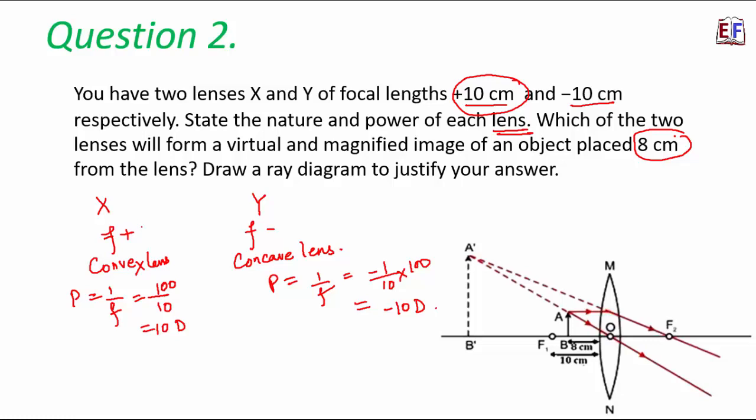Now we know that for a convex lens, if the object is placed beyond the focal length, then the image formed is real and inverted. But if the object is very close, as in if it is between optical center and focal length, in that case we get a virtual, erect and magnified image.